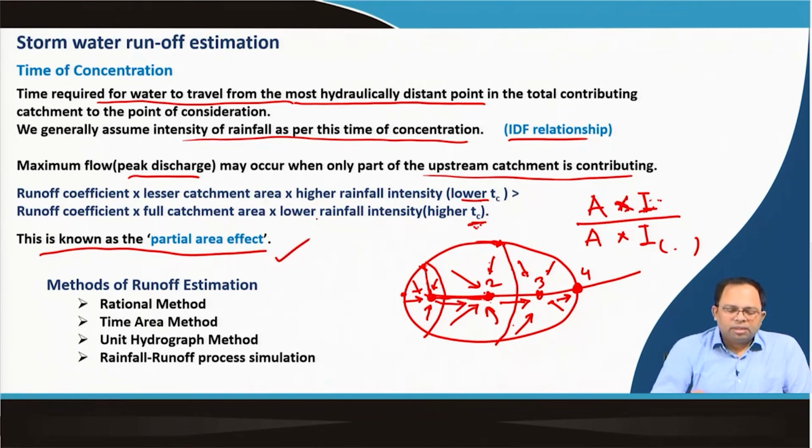So, the total volume of water could be estimated via several methods. One is the rational method, which you have learnt already, but we will see how it is applied when we use the rational method to determine sewer volumes. Then the time area method, then the unit hydrograph method, and then rainfall runoff process simulations. We will learn all these methods in the next module.